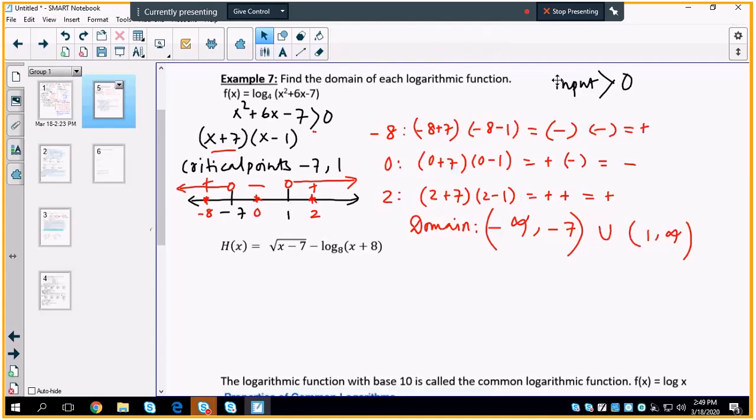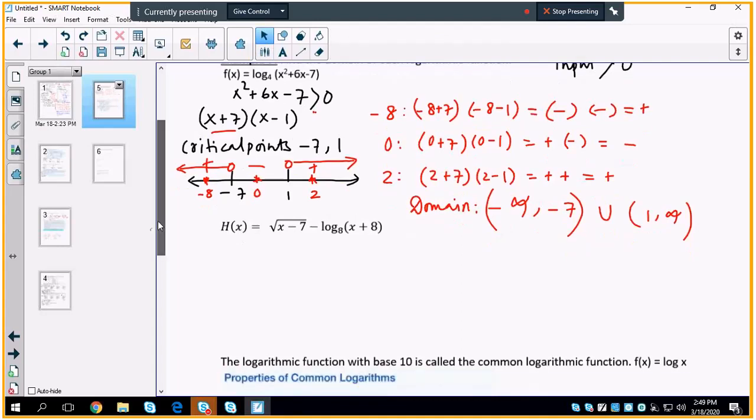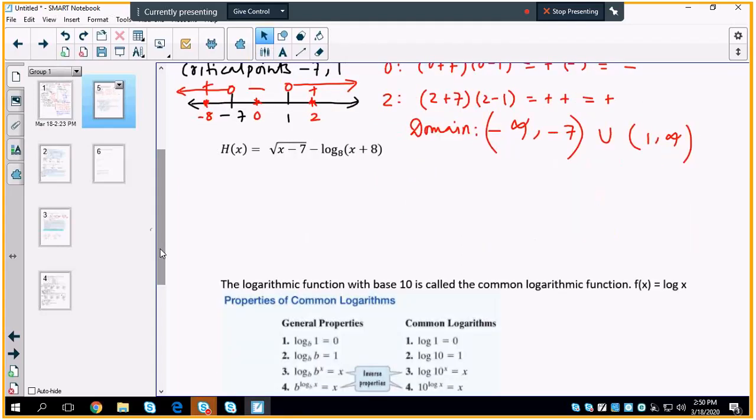The second example is a mixed example. This is one example where I have a square root function and a logarithmic function. Because you can think of this as the algebraic subtraction between two functions, we will talk about the overlap of the domain. So let's first talk about the logarithmic function. The input is x plus 8, and x plus 8 must be strictly greater than 0, so x must be strictly greater than -8.